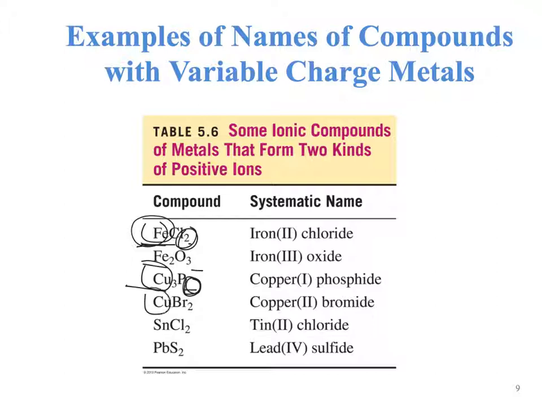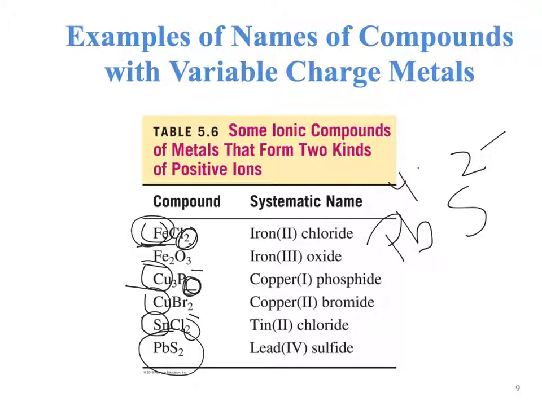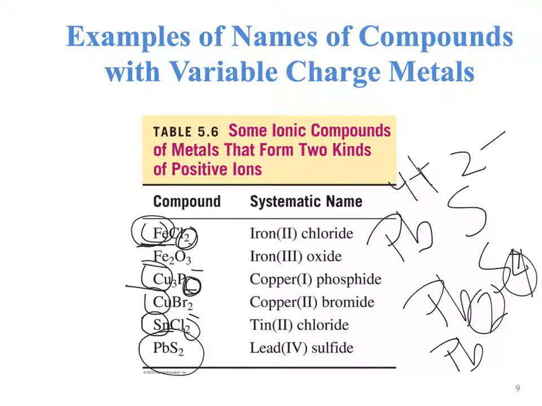In this case, copper(II) bromide, tin(II) chloride. In this case, PbS2 is lead. Sulfur is always -2. So in order to balance the charges, lead has to be +4. And that's why Pb2S4, but because it's a whole number, smallest ratio, this gets reduced to PbS2.